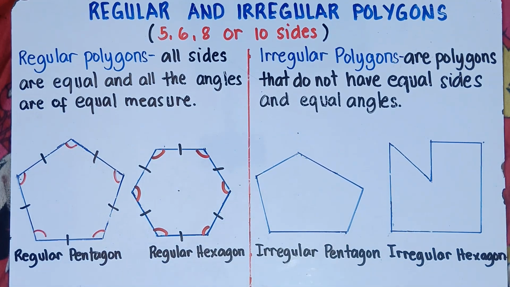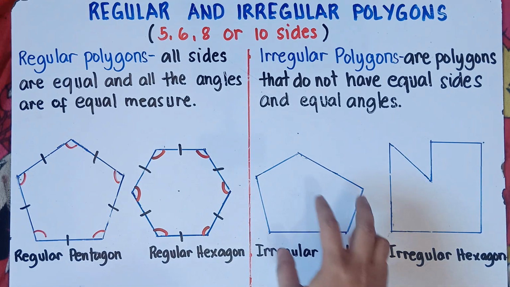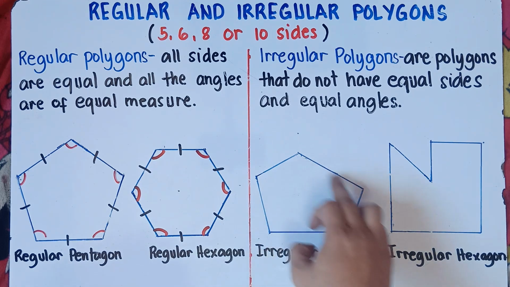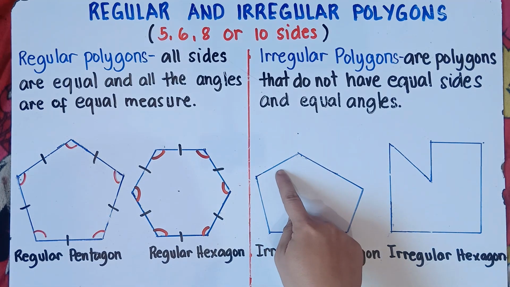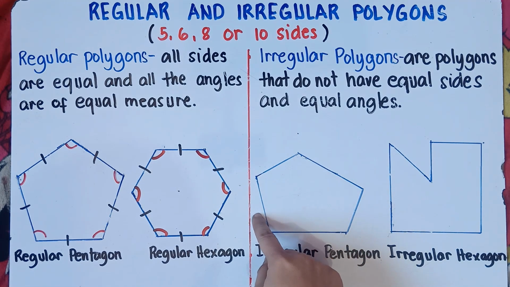Alright, now for this one, class, we call this an irregular pentagon. It has 5 sides, so it is a pentagon, but it is an irregular pentagon because these particular sides are not equal, as well as their angles. Based on the figure, you can see that these angles are not equal as well as the sides. This side is shorter than this side, and this is the longest side, so they don't have the same sides. So we call this an irregular pentagon.